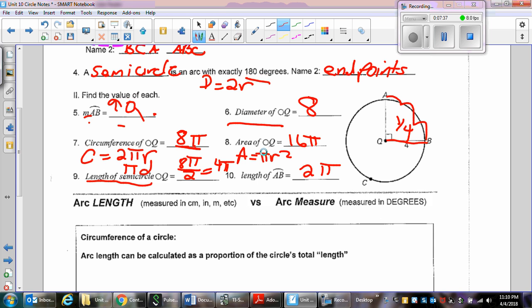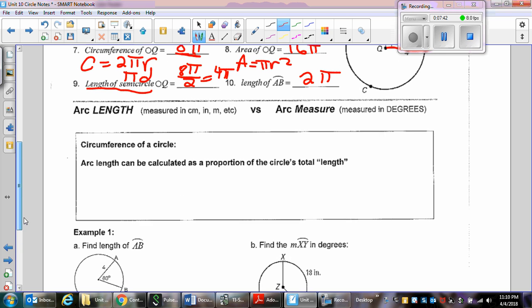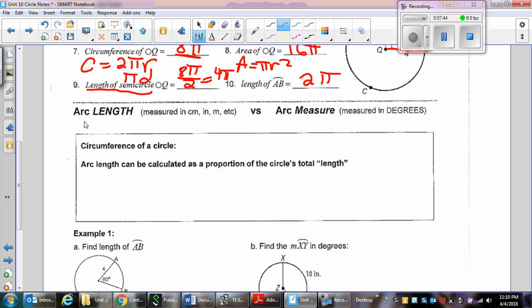So this is basically what we're going to be talking about in this section, is how can you tell the difference, or what does it mean to have an arc length and arc measure. They both have arc, that's part of the circle, but what is an arc length? It means measurement in centimeters, inches, meters, yardsticks, whatever you want to do. But when it comes to an arc measure, we're talking about the degree measure of that arc. Okay, that's what we're talking about.